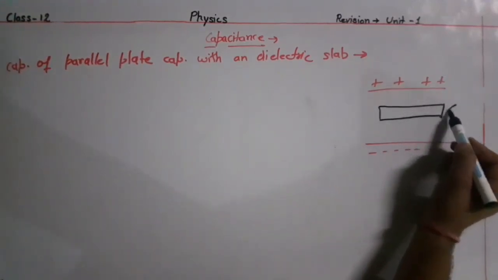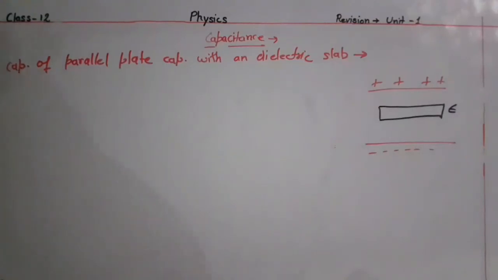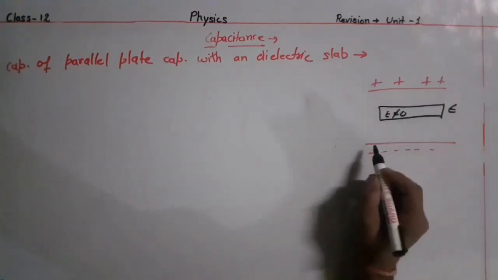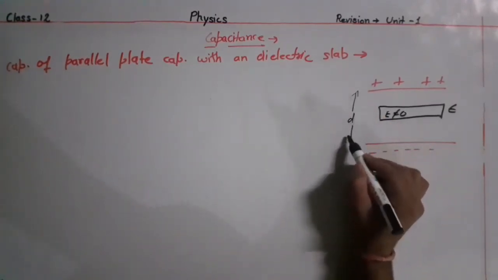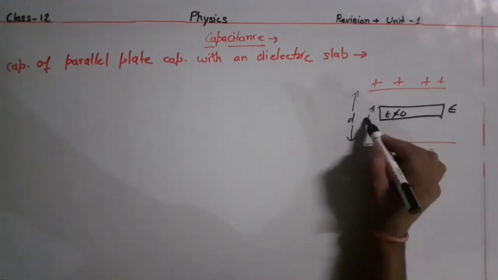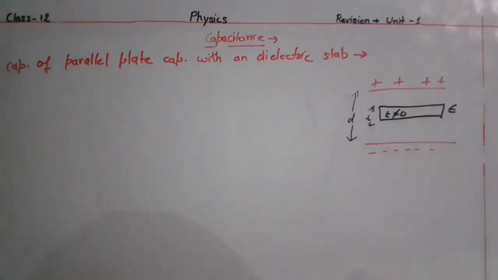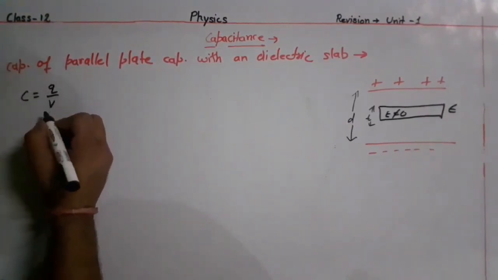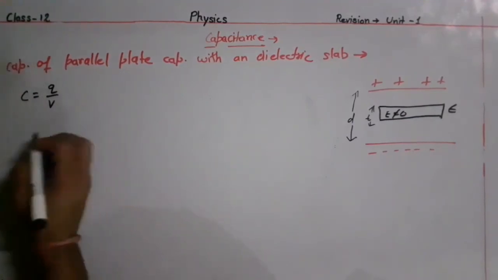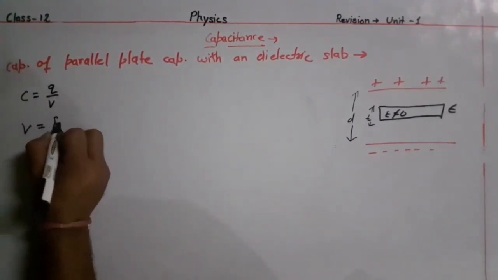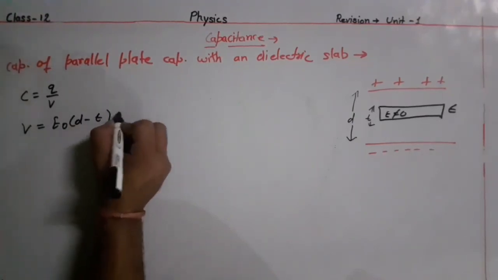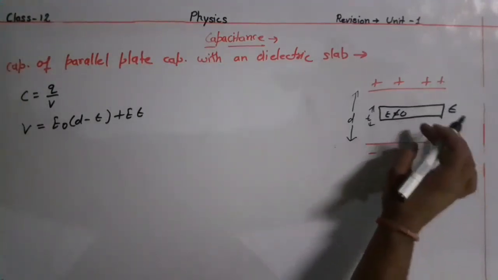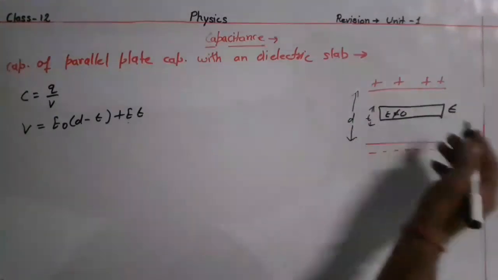Now this dielectric slab has a permittivity of epsilon, okay, and this one has some value which is not equal to 0. If this separation is capital D and this thickness is small t, then we can find out our capacitance. Capacitance is equal to Q by V. So let's find out our V. V will be equal to E naught into D minus T plus E of T. E naught is in this space, free space, and E is for this material.